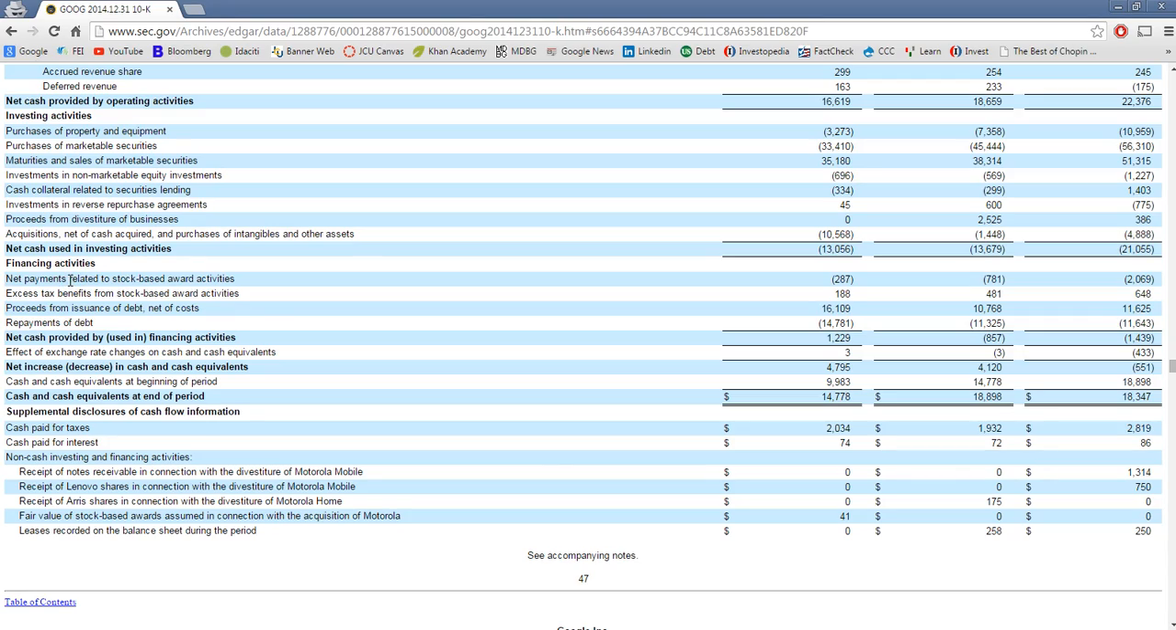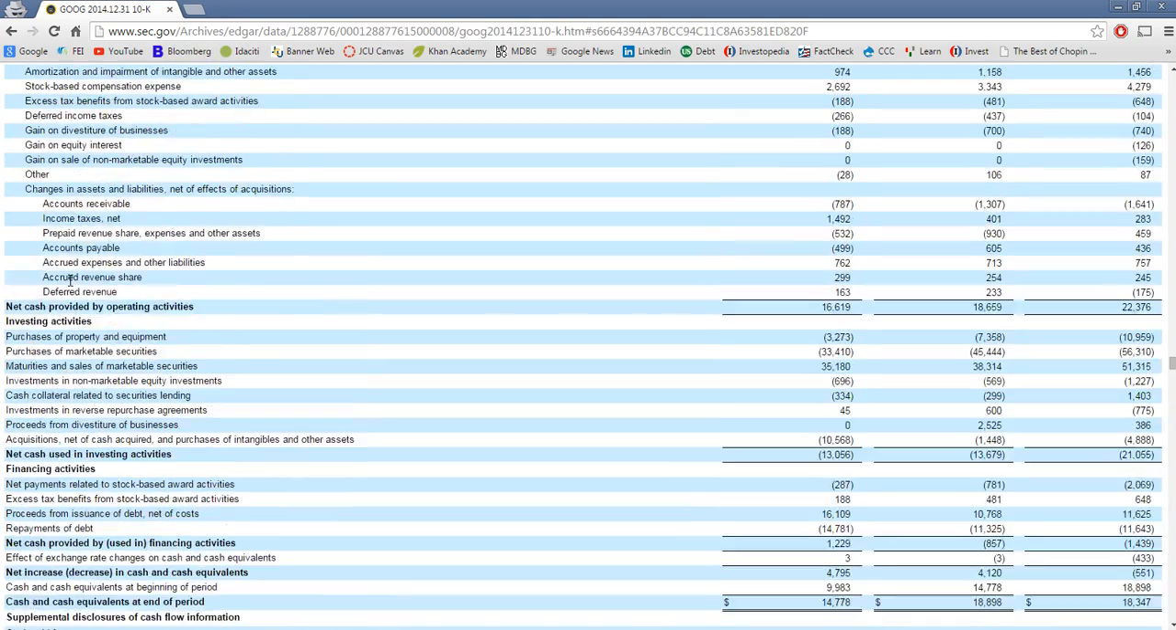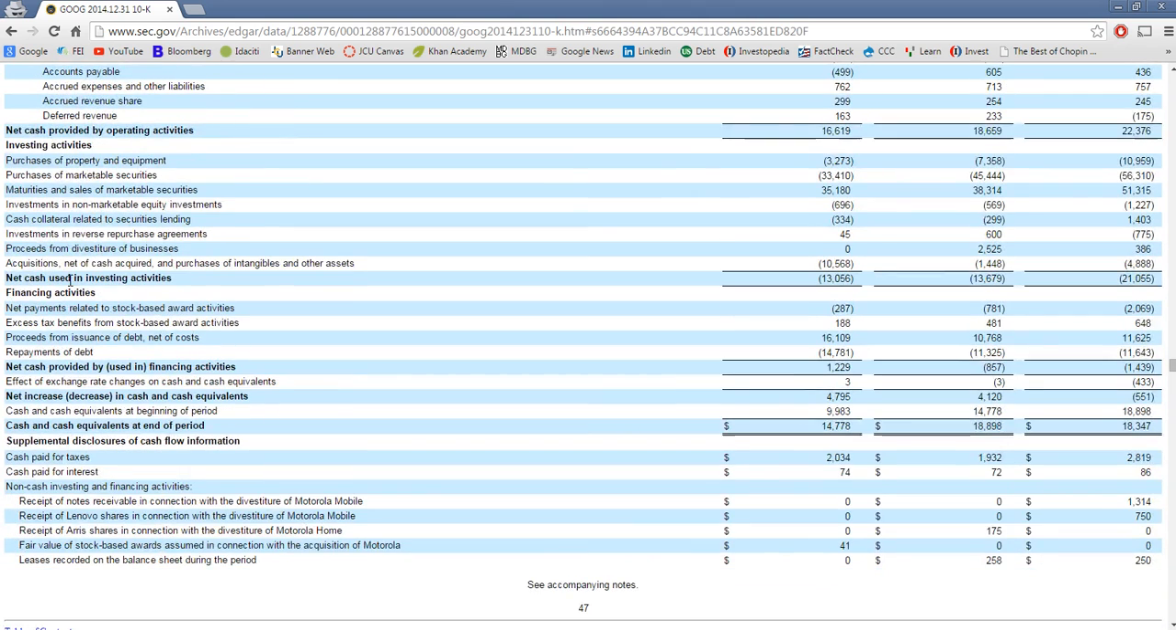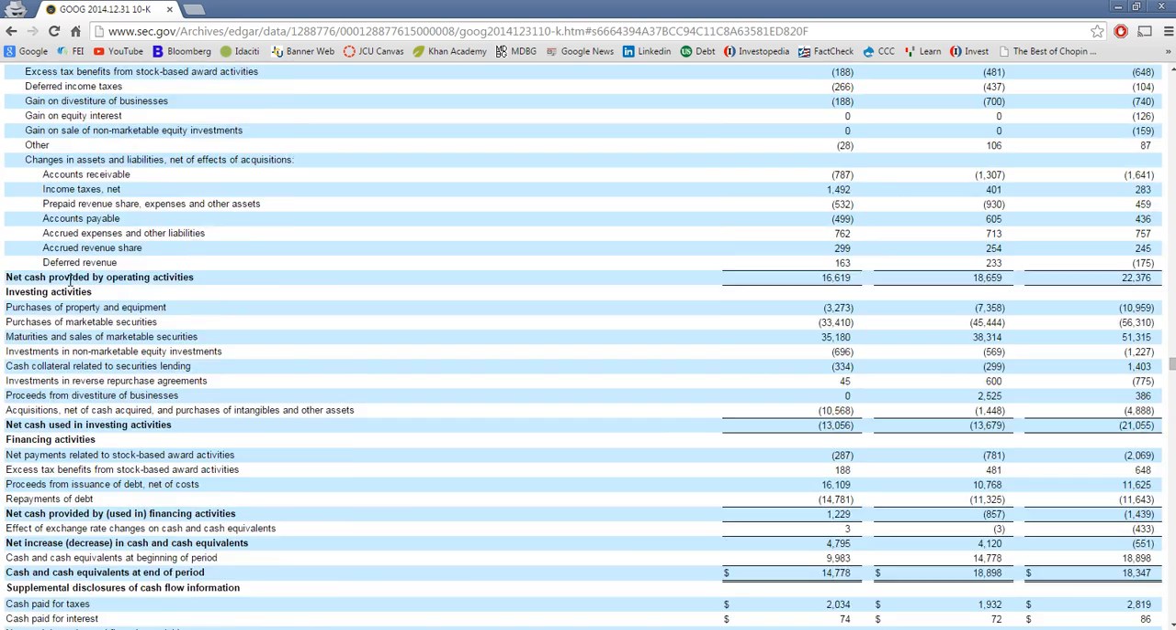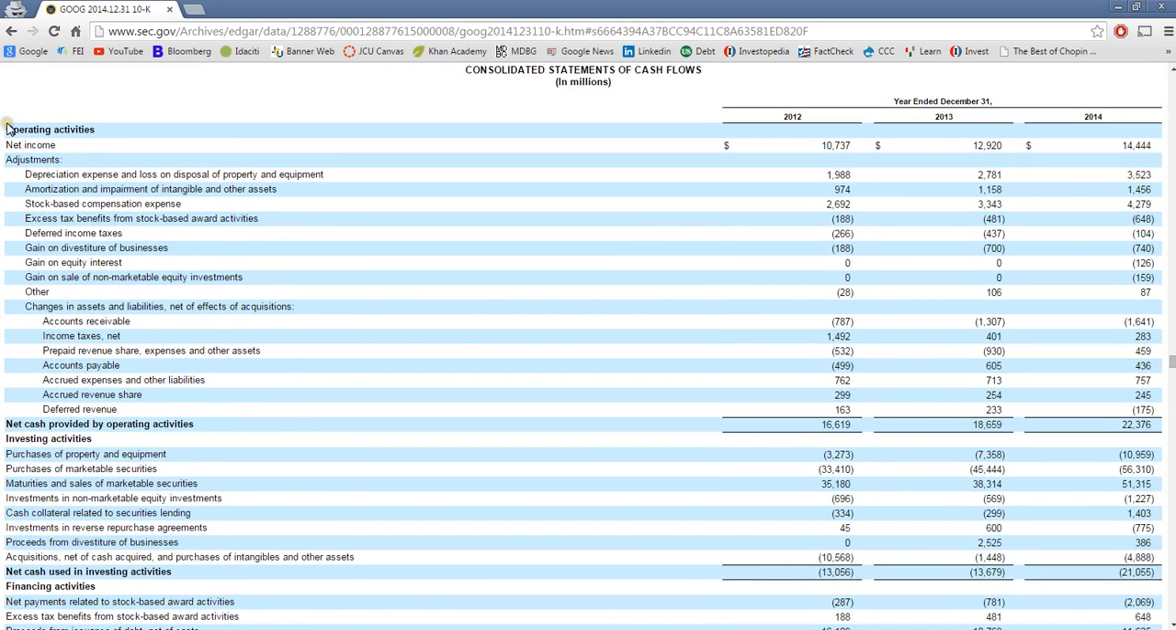Now, the generally accepted accounting principles, US GAAP, is a little bit weird in that the money we receive for a loan and the money we pay back for the principal on that loan is a financing activity. But the interest expense is considered operating. That's a weird little rule.